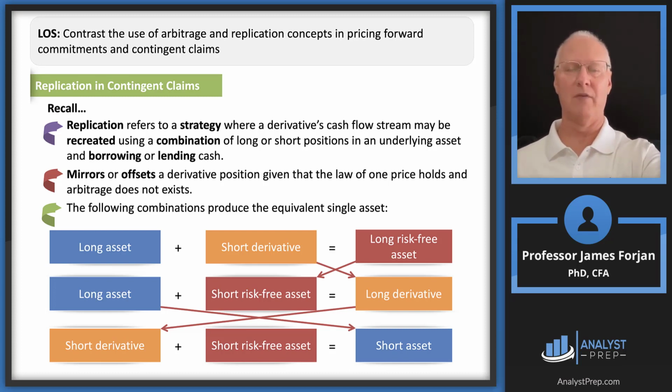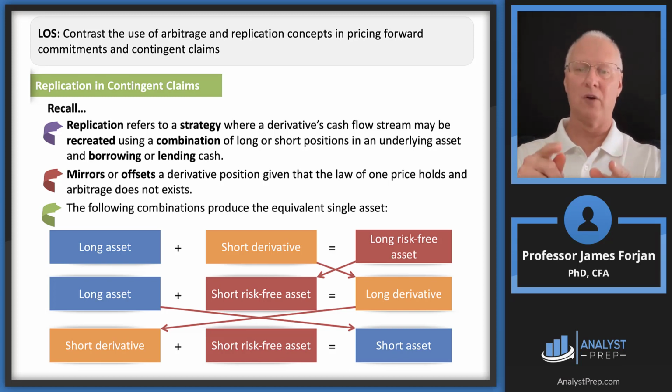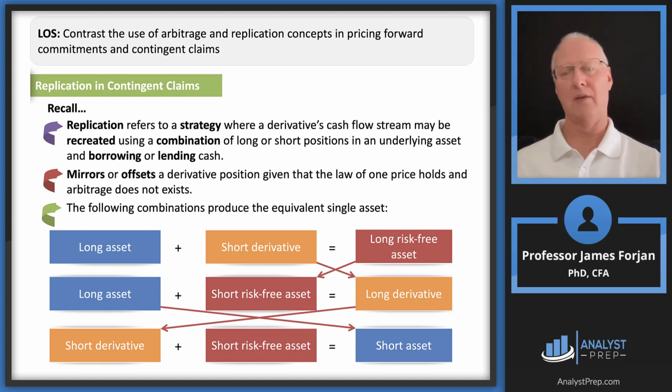So take a picture of this slide so you're able to see what that LOS asks us: contrast the use of arbitrage. I can see the Institute providing you with a question that says something like, how can you replicate an investment in a 6-month treasury security? That would be long in the risk-free asset. So you short the derivative and you long the asset.